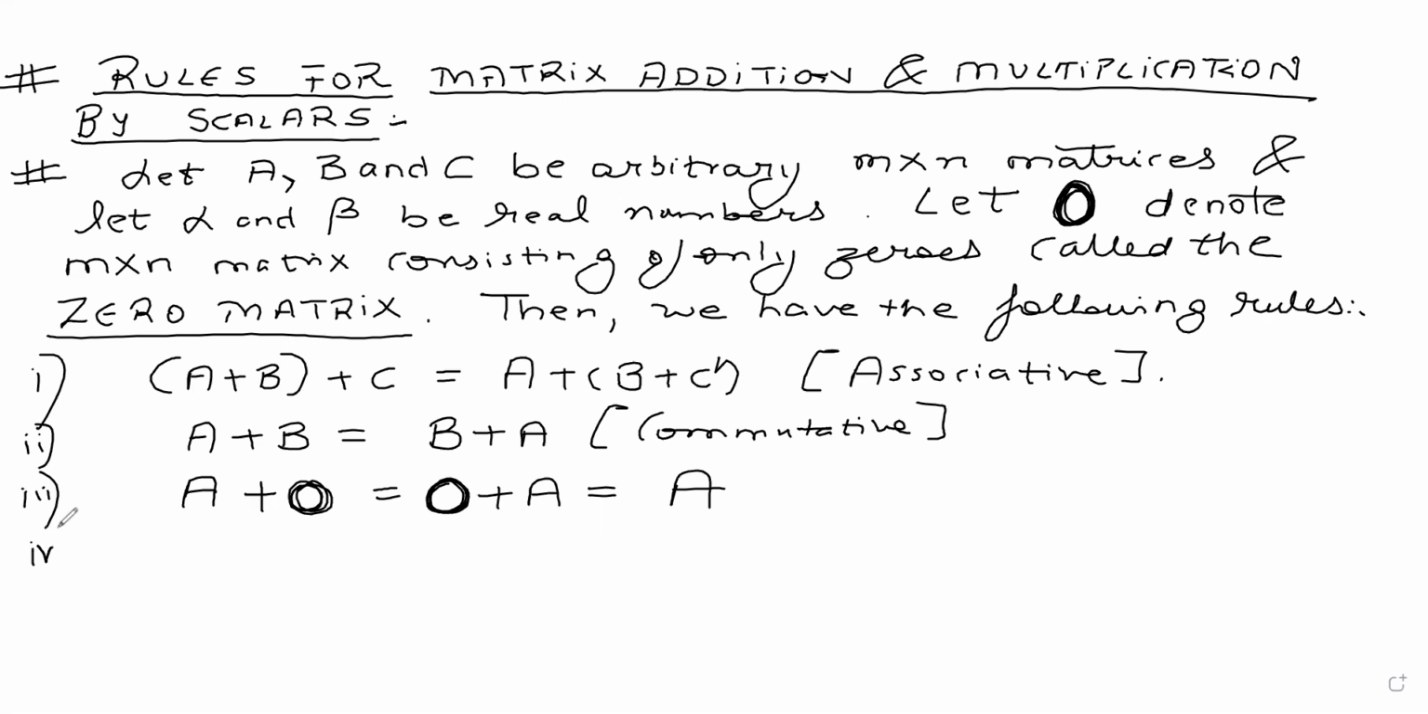Then a matrix, if you add it to its negative, you will always get the zero matrix. I can write it as minus of matrix A plus matrix A, and that is going to give me the zero matrix.